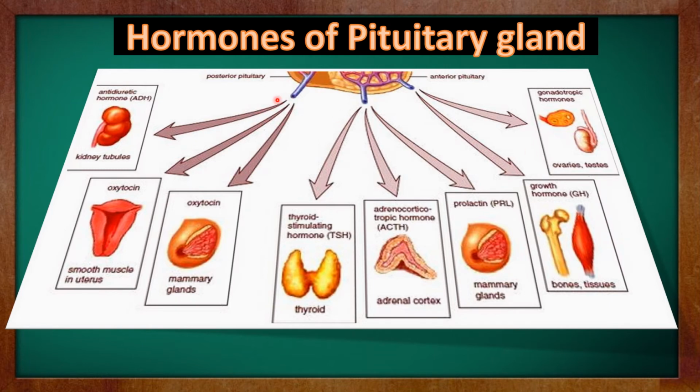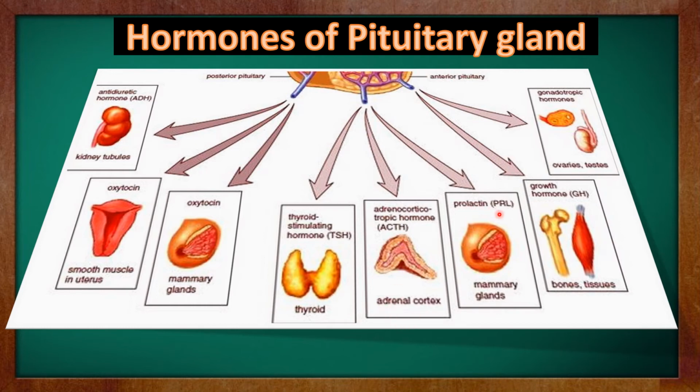So we have ADH, or antidiuretic hormone. This one acts on the kidney tubules. Oxytocin acts on the smooth muscle of the uterus, and another on the mammary glands. We have TSH, or thyroid stimulating hormone, which acts on the thyroid. We have ACTH, or adrenocorticotropic hormone, which acts on the adrenal cortex.